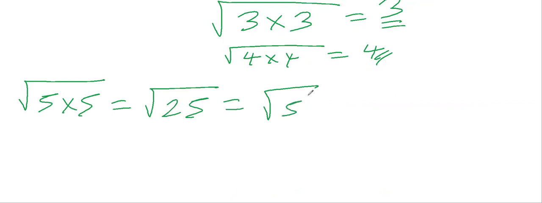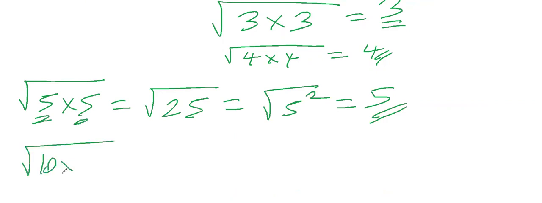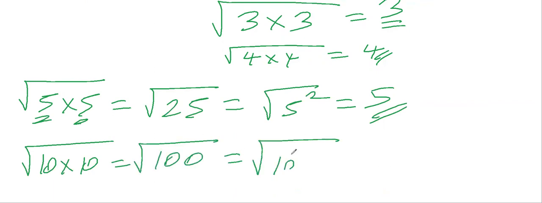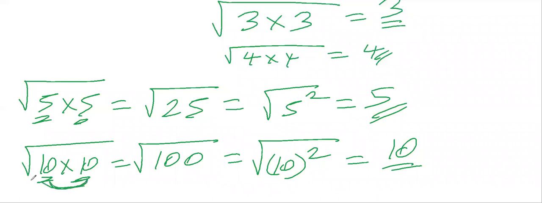Similarly, square root of 5 into 5, that is square root of 25, that is square root of 5 square. The answer is only 5, because 2 times 5 is there. Similarly, square root of say 10 into 10, that is square root of 100, that is square root of 10 square. The answer is 10, because 2 times 10 is there. So you have to remove the square root by replacing this pair with only one number, that's 10. Now understood square root or not? Yes.